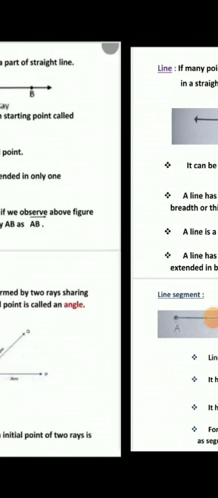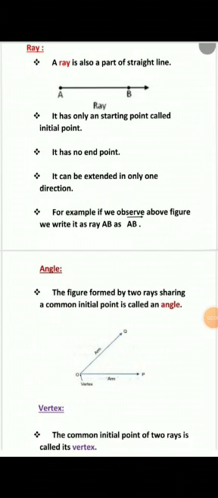Next, coming to ray. A ray is also a part of a straight line. Here we can see ray AB, and a ray has only a starting point, and it is called the initial point. It has no end point, and a ray can be extended only in one direction. So we have to read a ray as ray AB. It should not be read as ray BA.